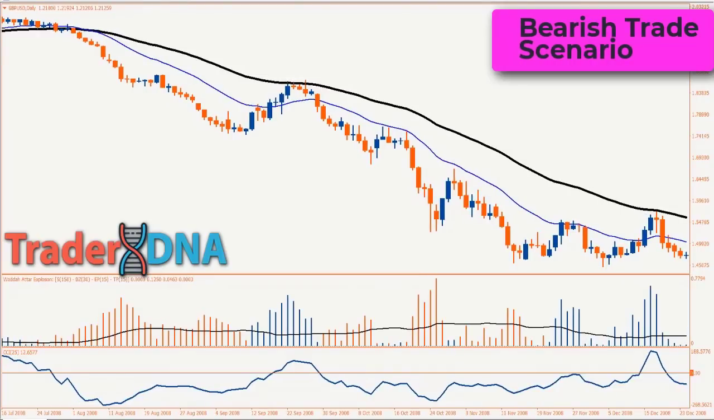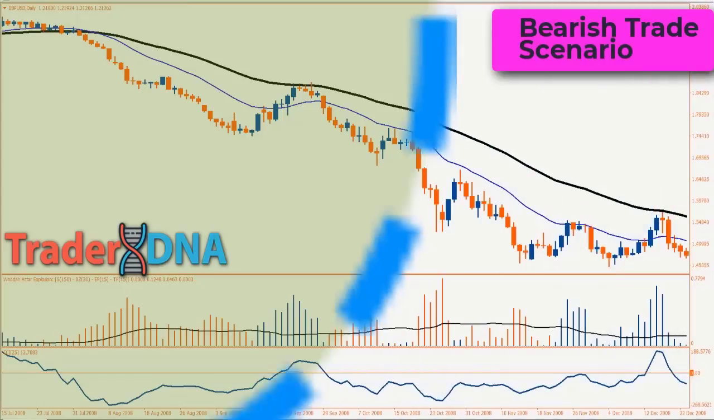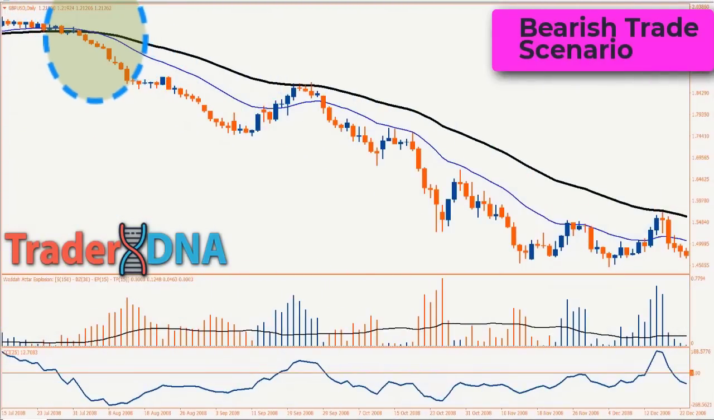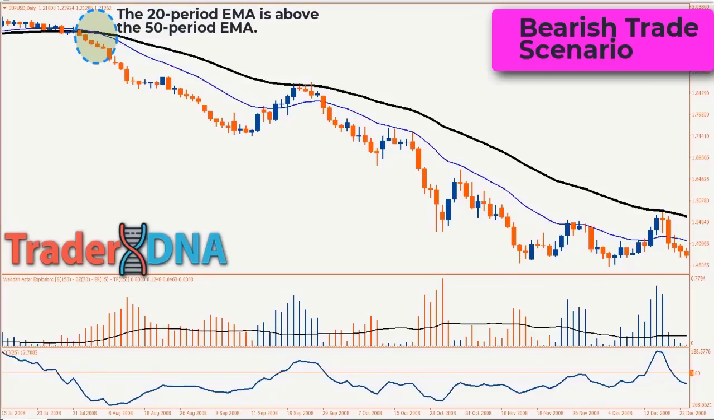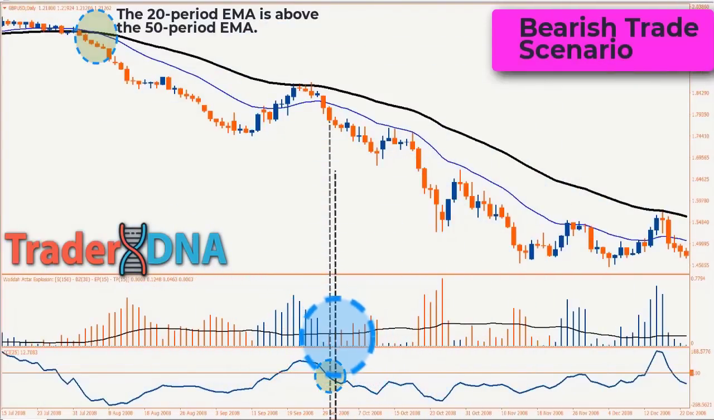Bearish trade scenario. When seeking to open sell positions, observe indicator readings as follows. First, the 20-period EMA is below the 50-period EMA. Second, the 25-bar CCI should also be below the zero line. Third, the WADDAH ATTAR explosion volume bars turn red and move above the average line.